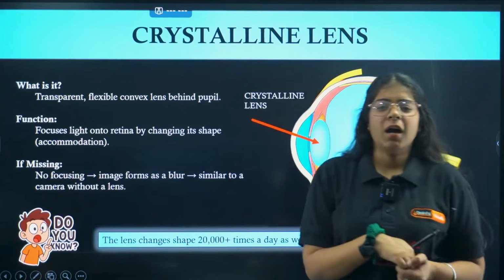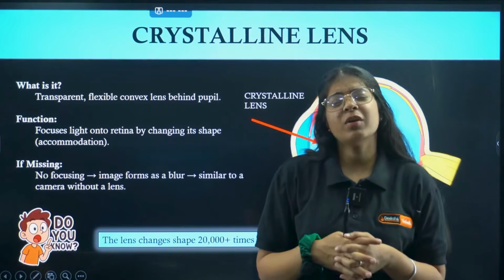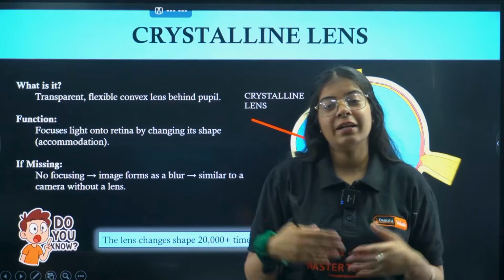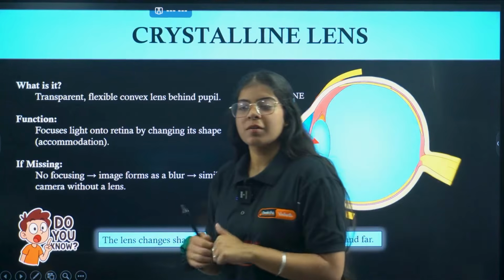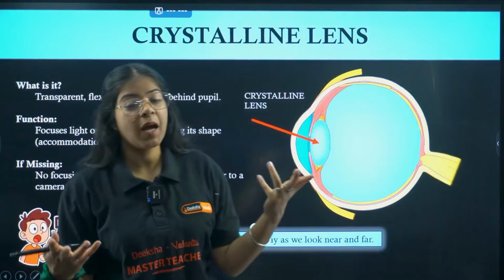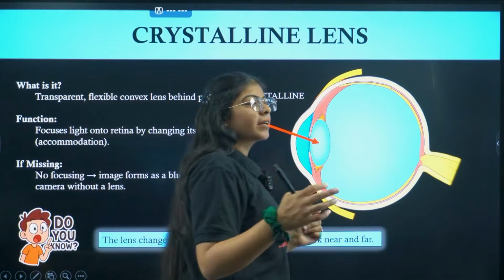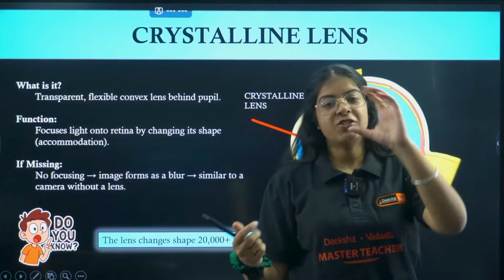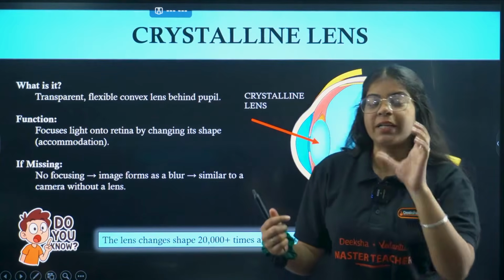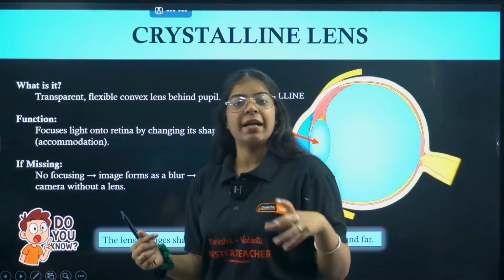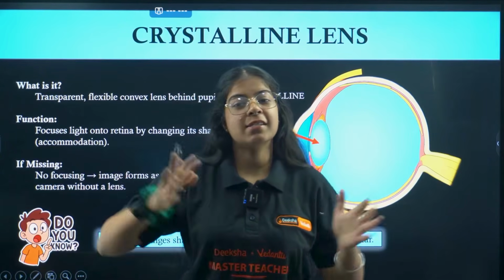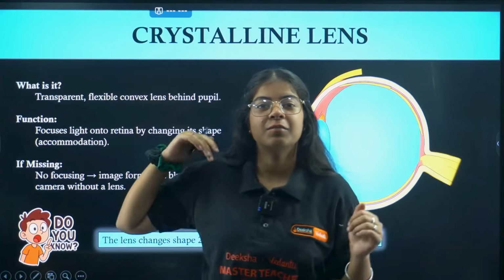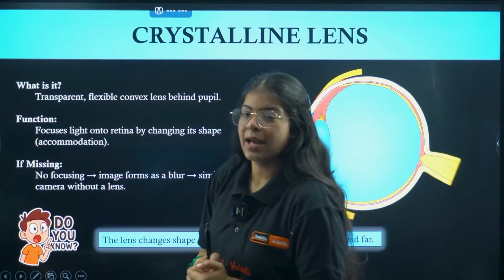Now, if it's missing, what will happen? No light will get exactly focused onto our retina, which is our screen, and the image might be blurred. It's like a camera without focus. You adjust the focus of the camera so as to get a clear picture. If you don't adjust the focus, what will happen? The picture will be blurry. So this is the exact use of the lens in our eye.